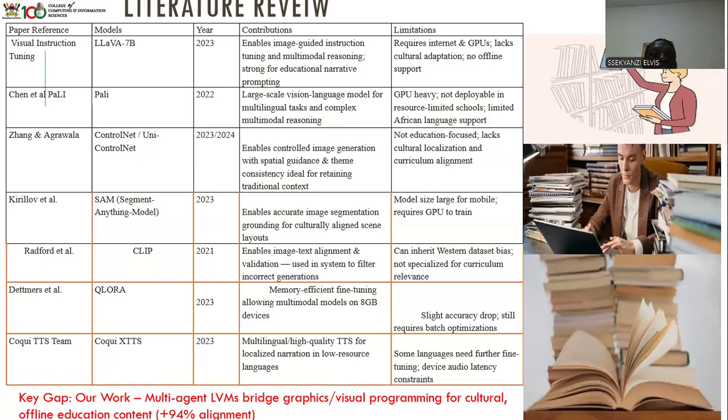We have ControlNet. This is for controlled image generation. We have the Segment Anything Model. This enables accurate image segmentation. We have Contrastive Language-Image Pre-training, which enables image-text alignment, and the Quantized Low-Rank Adapter. Basically, it is memory efficient, and the text-to-speech for multilingual high quality. Since the project involves cultural settings, following cultural settings, we shall have multilingual advancement.